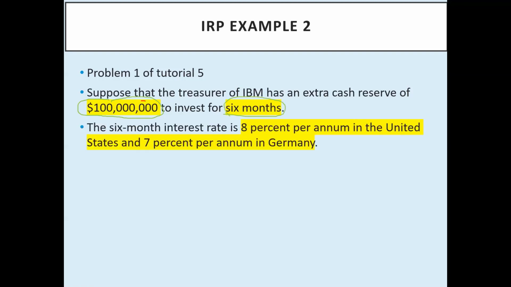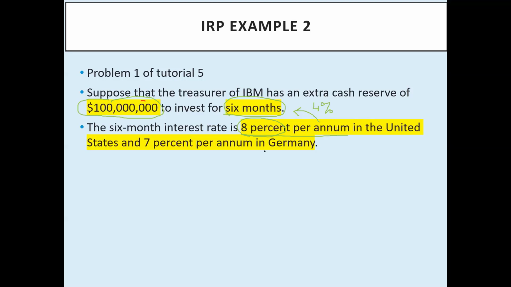I'm looking at two different investment options. If I invest in my home country, which is the US, I can get 8% per year. So if my interest rate is 8% per year, that means for 6 months, I will get 4%. You need to be careful here with the time horizon. Normally, the interest rate is quoted on a per annum basis, but sometimes our investment horizon is a bit different. In this case, the investment horizon is 6 months, so I will take half of the interest rate.